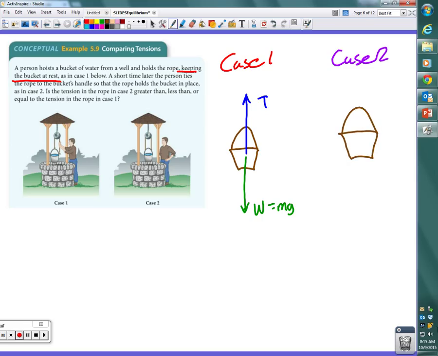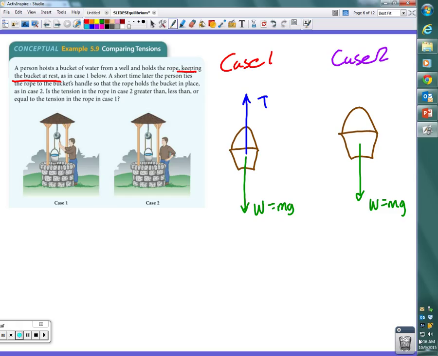Bucket, there it is. Okay. Case 2, the bucket is still in equilibrium as well. So we start drawing free body diagrams, right? First force we draw on our free body diagram is what? Weight. And the fact that we now changed it so that we tied the rope around to itself, does that change the green arrow? It's exactly the same as the green arrow in the previous picture. What's happening around it doesn't change what gravity is doing to that bucket.